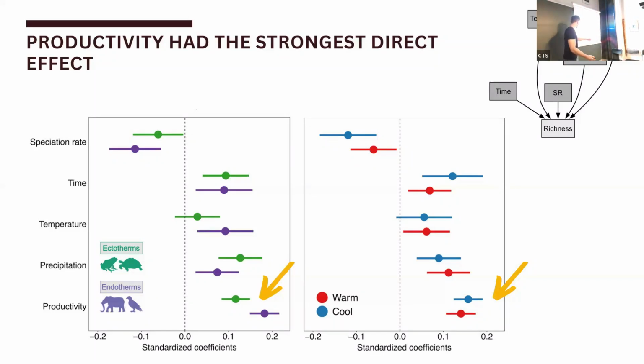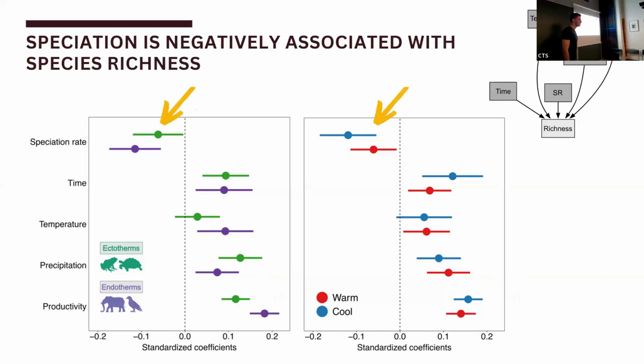But then precipitation also had some important effects. In terms of speciation and time, they also had some influence, albeit weaker than productivity. Sorry, can I go back to Honza's question? Is the effect negative because of density dependence, which would be reverse causality, that higher species richness would mean lower speciation?